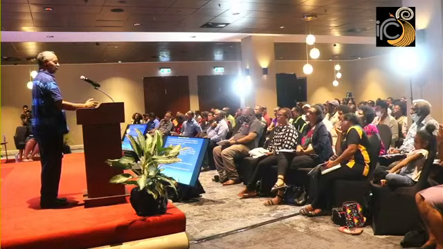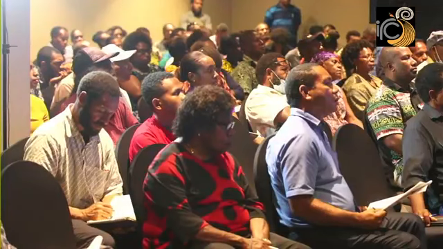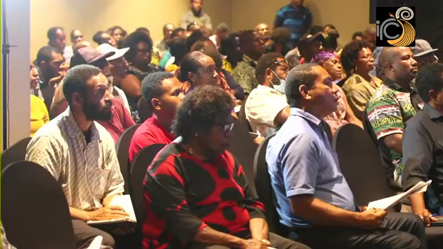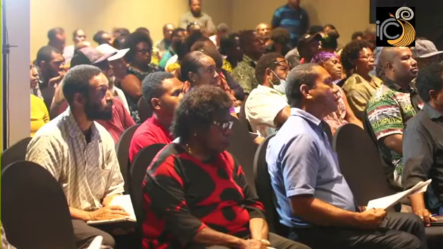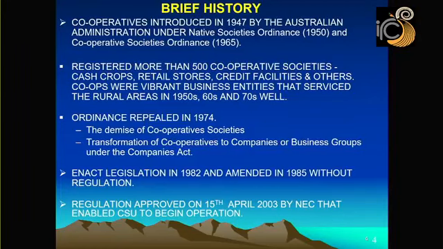In 1975, the cooperatives were dismissed. That's the time we got our independence. When the Australians went back, the cooperative societies were dissolved and transformed into cooperative companies, transferred to company business. Those cooperatives registered under that period were transferred into companies.